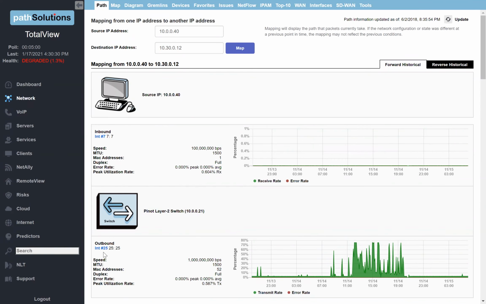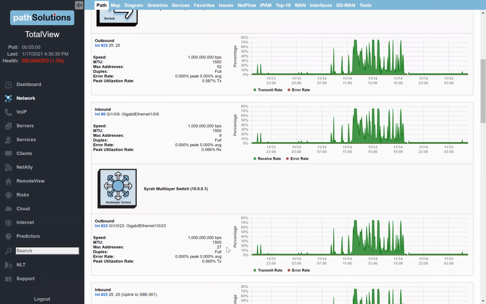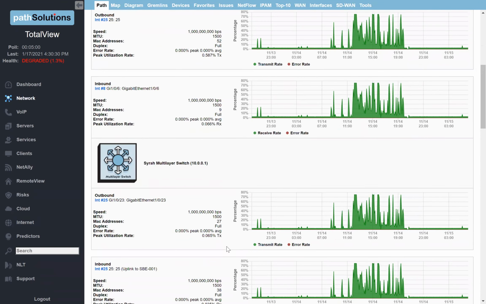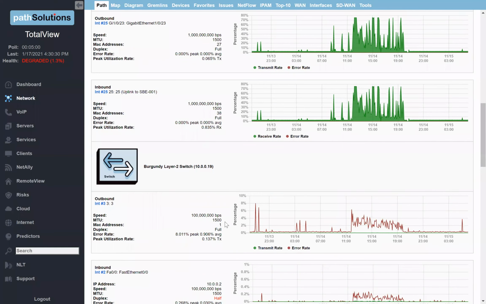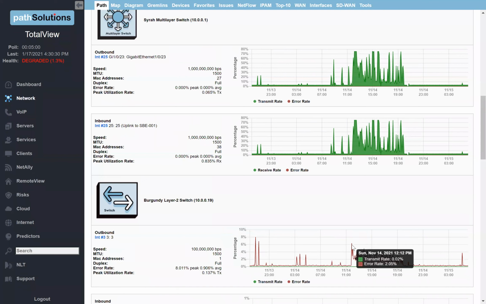Outbound on the Pino switch, it's going out interface 25. And that interface here looks like, well, there's some high utilization around noon, but there's more bandwidth available and no packet loss. So that's a perfectly healthy interface. Let's keep looking. Inbound and outbound on the Syrah switch looks good. Uh-oh. Outbound on the Burgundy switch, going out interface number 3, we look at that interface and say, gee, looks like at 11:52 a.m. we were dropping 6% of the packets. So this is a suspicious interface.